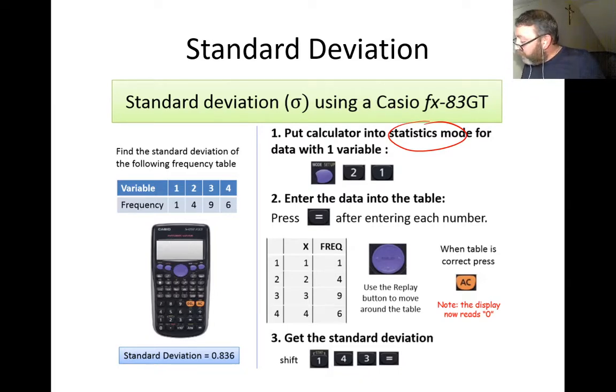Then you go up to the top of the right hand side using that large round button, and you're going to put in 1 equals, 4 equals, 9 equals, 6 equals. Once you've pressed your last equals, they are all in the memory. So you press AC, clear everything.